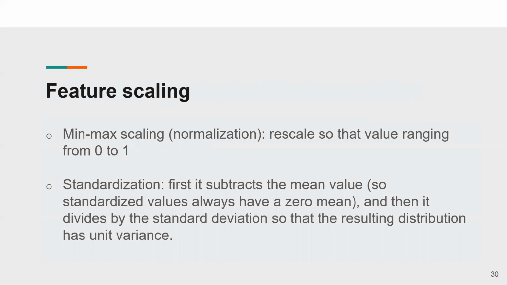It's called normalization. The second way is called standardization. First, you subtract the mean value so that the standardized values always have a 0 mean, and then divide by the standard deviation so that the resulting distribution has unit variance. So you do some sort of standardization of the variable so that you can use the standardized variable to run through your model. That's the second way of feature scaling.